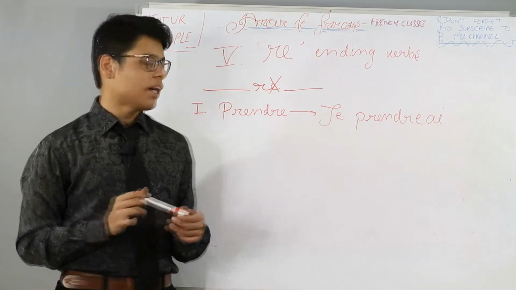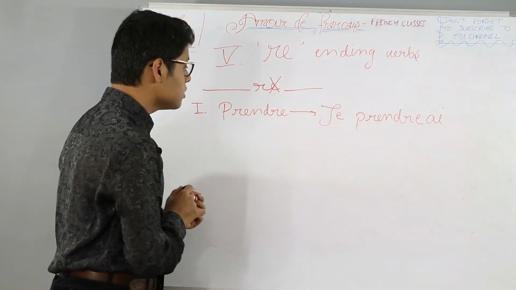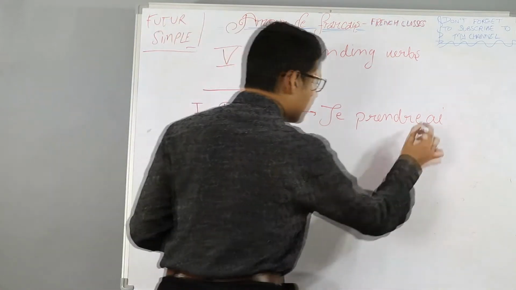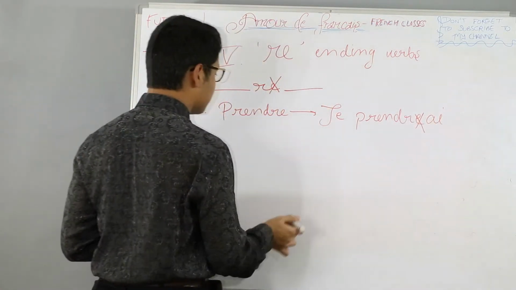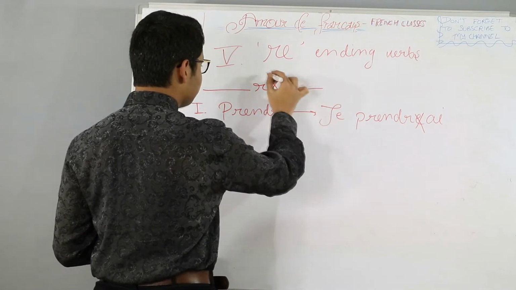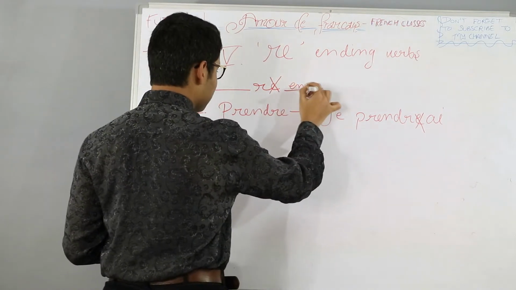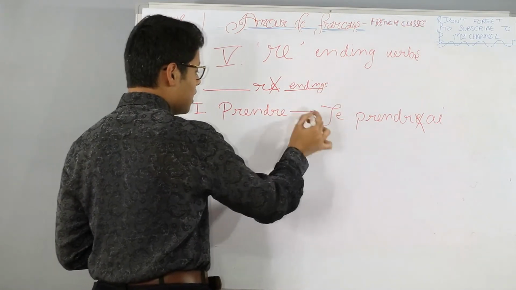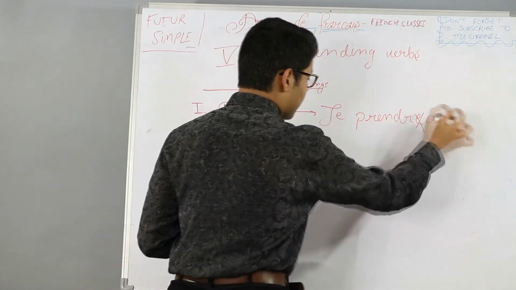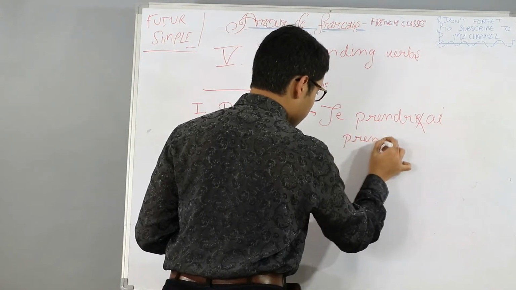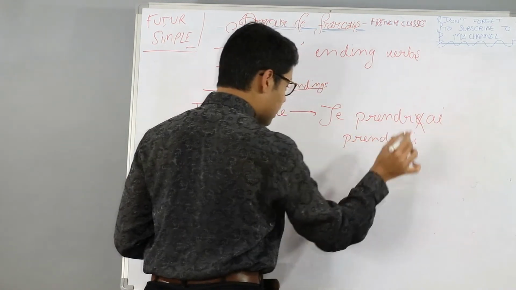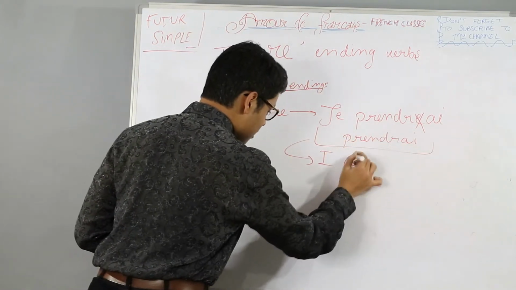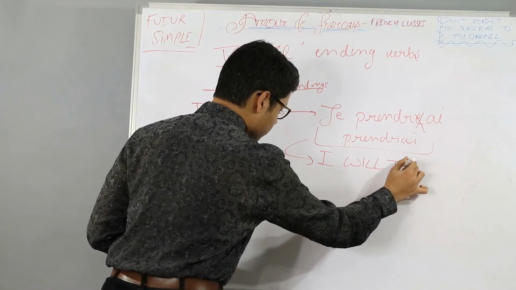Can you see some mistake right here? I can't. Can you? If you can, then good. Because I have written E right here. For RE ending verbs, we remove the E and then we add the endings. Same goes for prendre. It's ending with RE. So, je prendrai, without an E. And je prendrai means I will take.